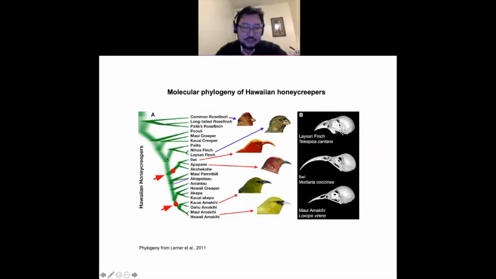This is a phylogeny shown here on the left. Again, this entire Hawaiian clade evolved from a rosefinch-like bird from Asia. The basal groups are still finches, like this Laysan finch. Here's the skull of the Laysan finch. And then many of them became creepers. And then independently, some of them became honeycreepers, which have these very beautiful beaks.